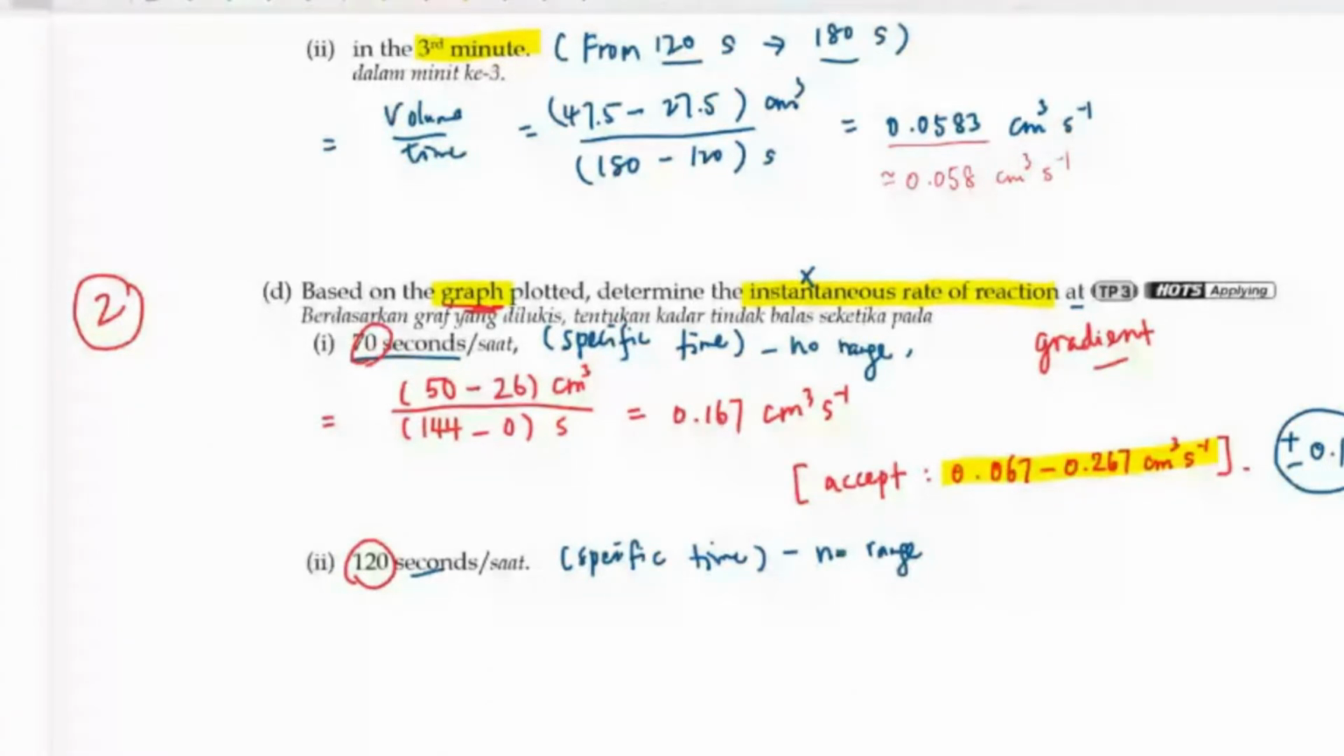Okay, 0.142, yes, in the range. Okay, accepted. Good. How about the others?